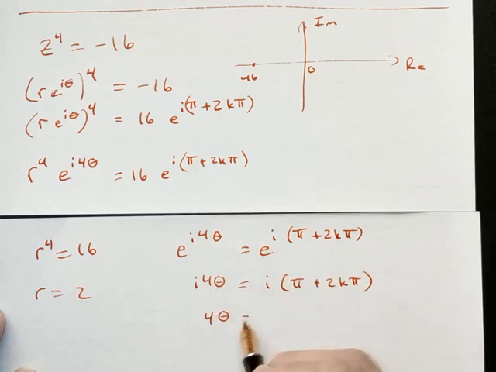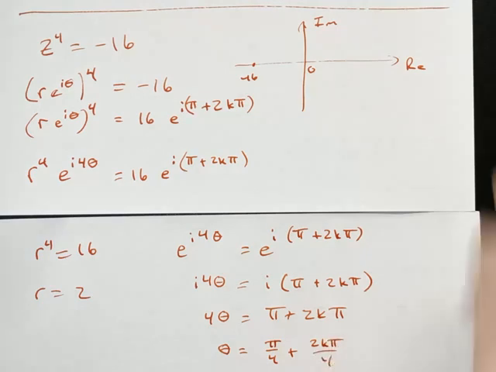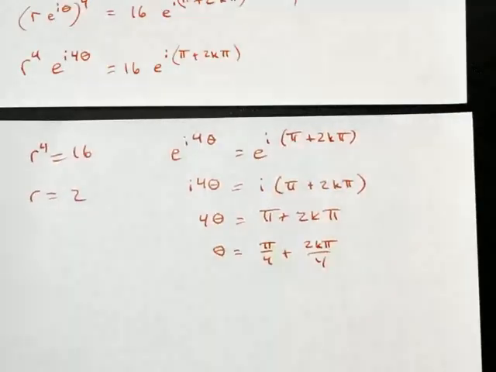Cancel the i and divide by 4. Theta is equal to pi over 4 plus 2k pi over 4. Wait a minute, 2k pi over 4. 2 over 4, that's pi over 2, isn't it?